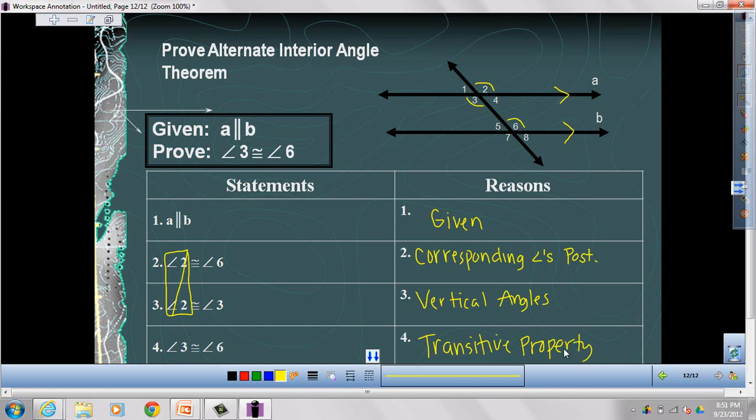Now you could have also decided to use the substitution property. That would have also worked. We could have said that we substituted angle 3 for angle 2, and that would have been a sufficient justification as well. Okay, but in this case we're going to use transitive property to help you remember what those are. If you have any questions, come to class ready and prepared to ask tomorrow.